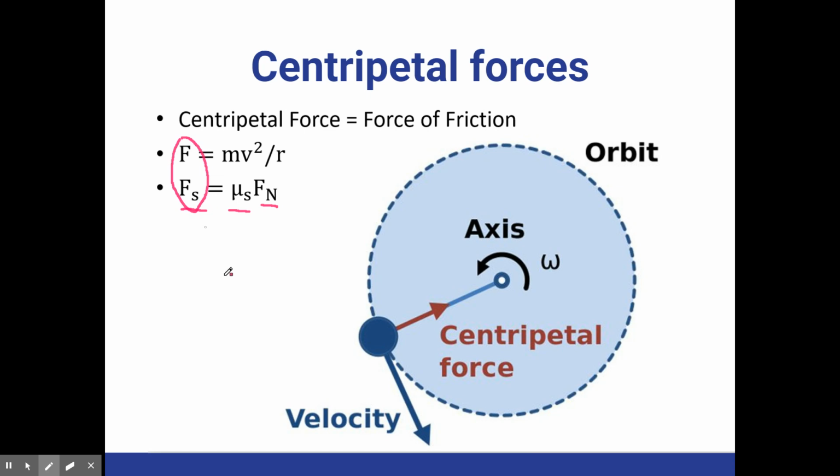So what this can turn into is: the mass times the tangential velocity squared divided by the radius is equal to the static friction coefficient times the normal force of our object. We can use this to solve for a number of things. We can figure out what the coefficient is, but a lot of the time we're going to be figuring out the velocity.